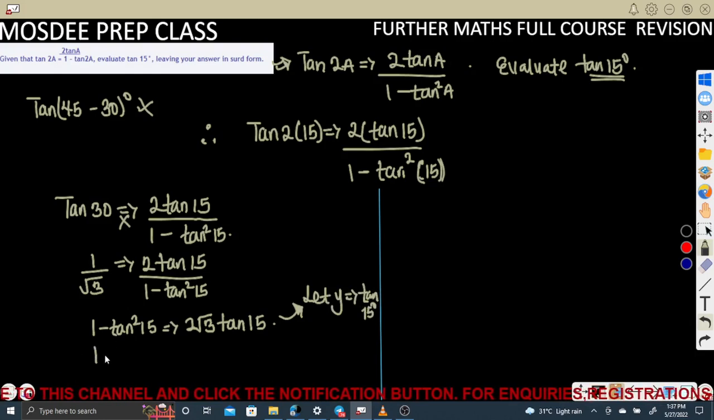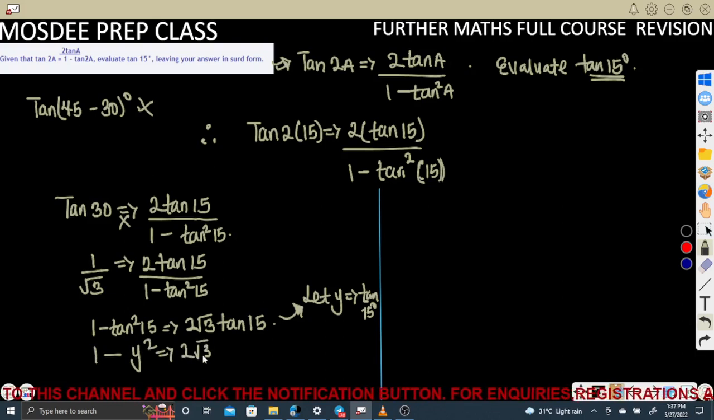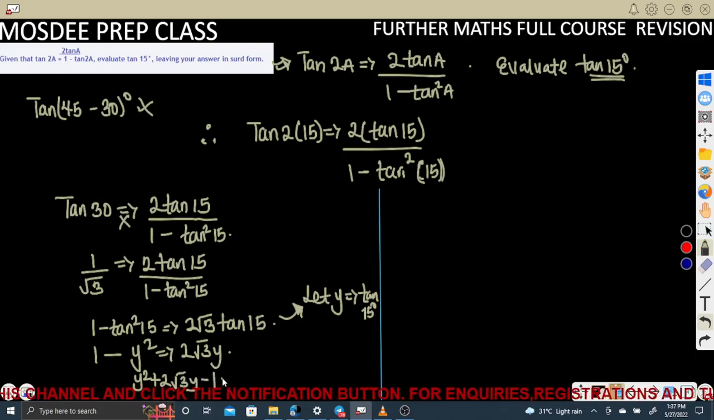So this will be 1 minus y squared is equal to 2 root 3y. So this has led to a quadratic equation which you can rearrange. If you rearrange that, you have y squared plus 2 root 3y minus 1 is equal to 0. What I did is I moved this to the right hand side, which gives me a quadratic equation with two solutions.